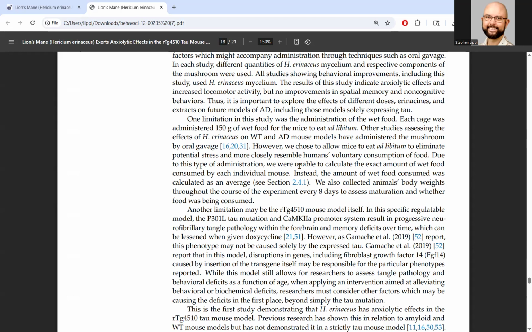Due to this type of administration, we were unable to calculate the exact amount of wet food consumed by each individual mouse. So again, that's a limitation, right? We did give mice this mushroom, but it was hard for us to be able to look at each individual mouse's consumption because they're all housed in groups of about 2 to 3, right?